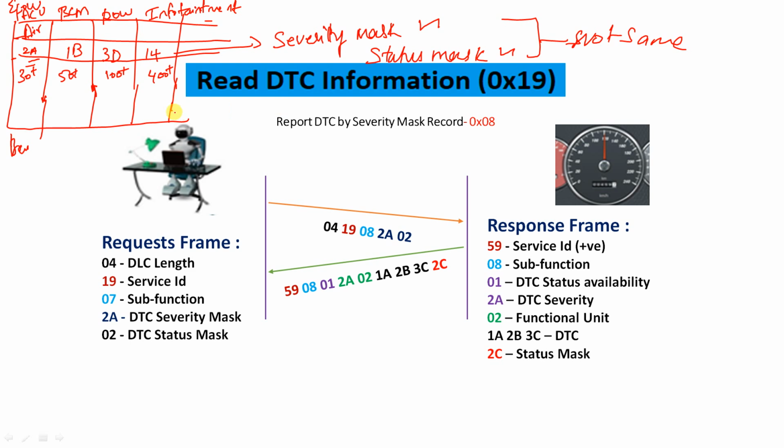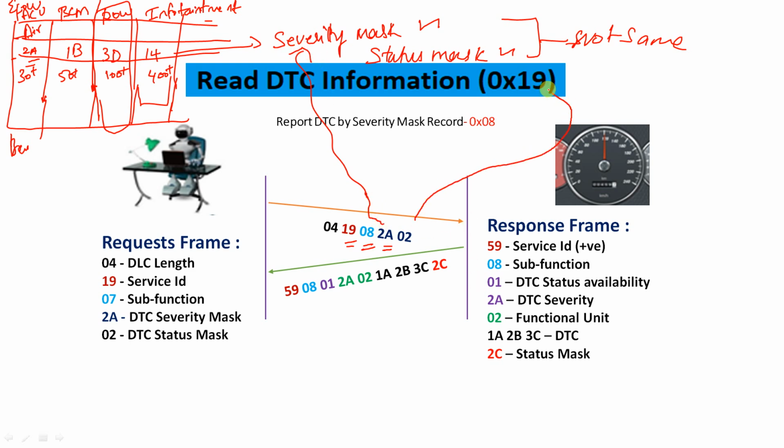So now you understood, right? For example, if you are requesting with 3D, then you will get the DTCs which are in this severity column. If you are requesting with 14, you will get the DTCs which are inside this column. Similarly 1B and 2A. Here, 19 is the service ID, 08 is the subfunction, that is the severity mask record, and 2A is the severity mask.